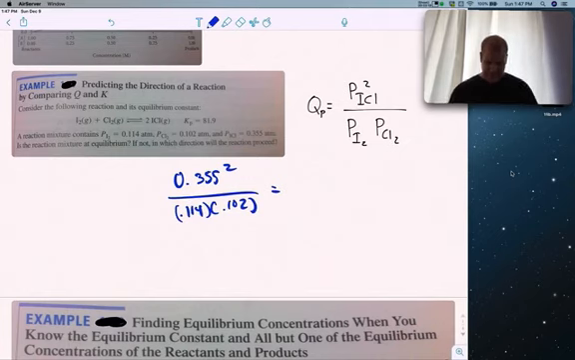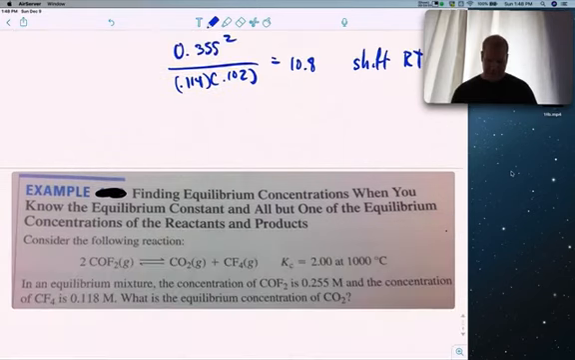And I'll go ahead and put this in my calculator. It's pretty straightforward: 0.355 squared divided by 0.114 divided by 0.102. And I'm getting 10.8. So 10.8 means that Q is less than K, but I always think of it logically. If it's too small, that means the top number is too small and the bottom number is too big. So we're going to shift right, towards the products, so that more products can form, making the numerator bigger and the denominator smaller.